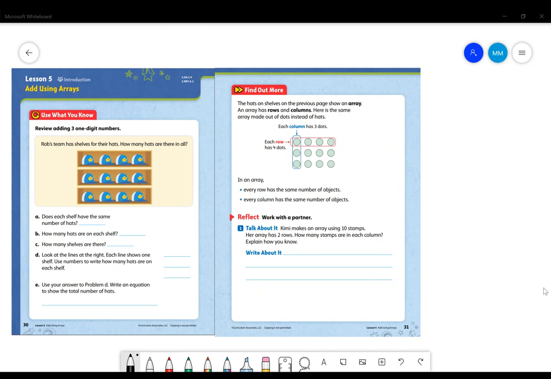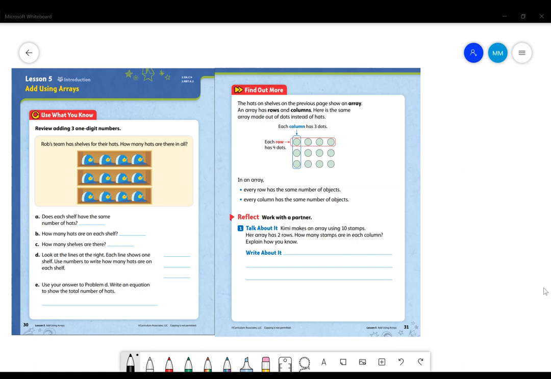So for the past few weeks, we've been talking about different strategies that we could use to help us add and subtract. Last week, we talked about even numbers and odd numbers and how when we are adding two parts, we can decide if we can split those parts into equal numbers. This week, we're going to be talking about adding more than two parts. And we're going to be using something called an array.